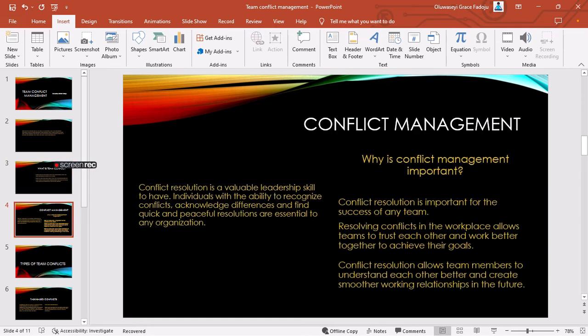Why is conflict management important? Conflict management is important because conflict happens. So having the necessary idea of how to resolve it helps a team to increase their success rate. It is necessary that team members know that even if we fight, we need to understand how to settle it, because resolving conflicts allows teams to trust each other and work better together to achieve their goals. It helps them to understand each other more and better, and it creates a smoother environment for them to work in the nearest future.